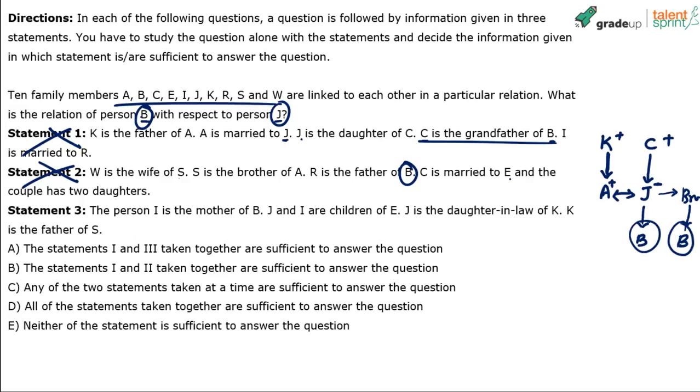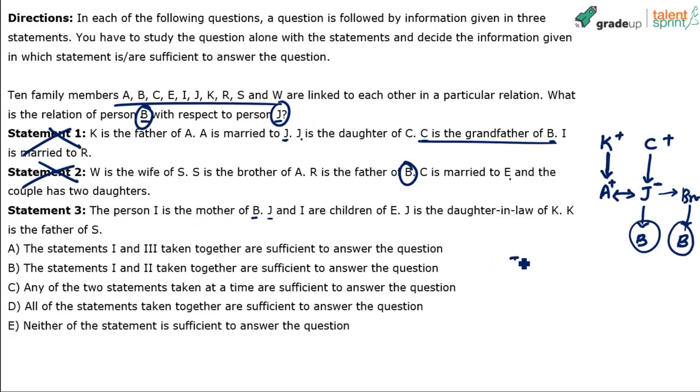Look at statement 3. Now when you're looking at statement 3, erase your memory about 1 and 2. Only focus on what is given in statement 3. The person I is the mother of B. J and I are children of E. J is the daughter-in-law of K. K is the father of S. Now here again, B and J both have been mentioned. So there is a chance that we could get the answer. So let's quickly verify that.